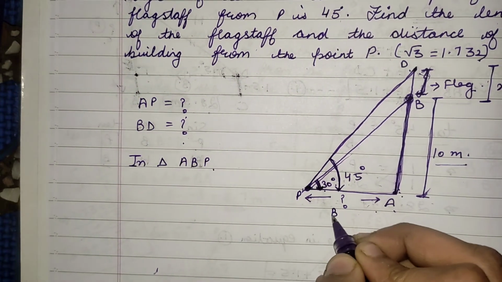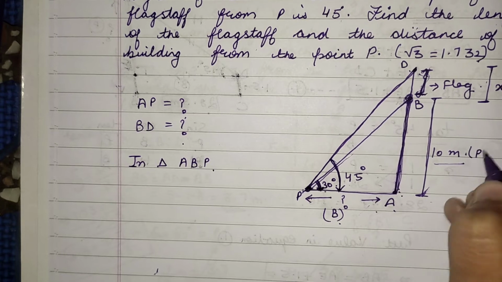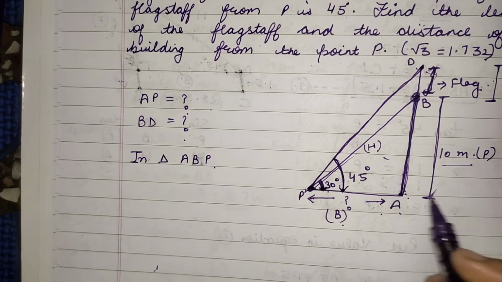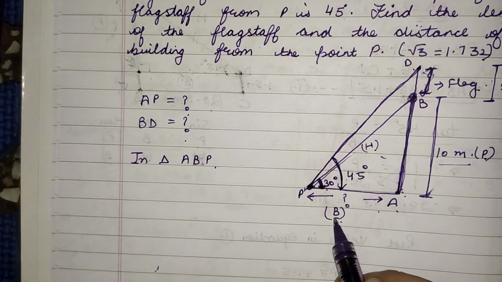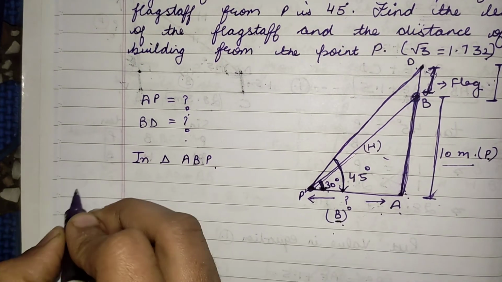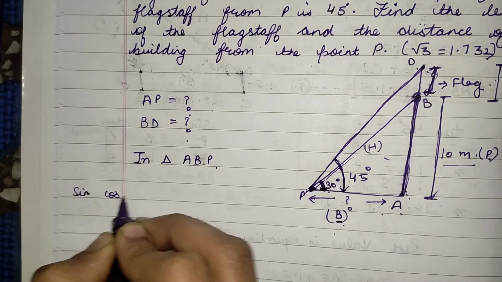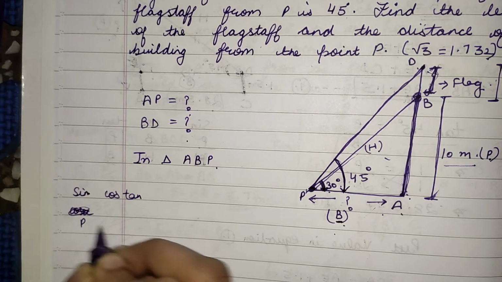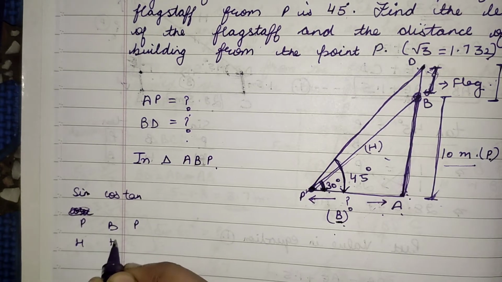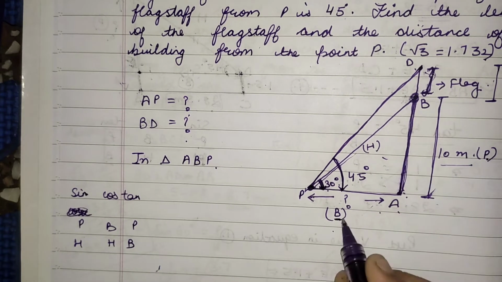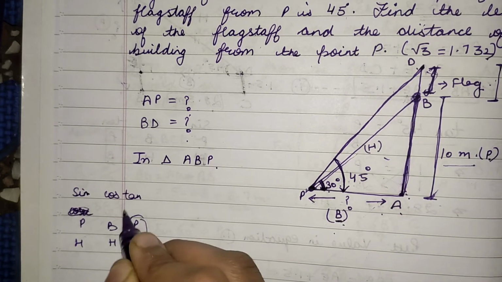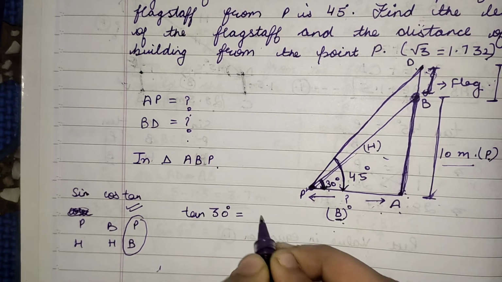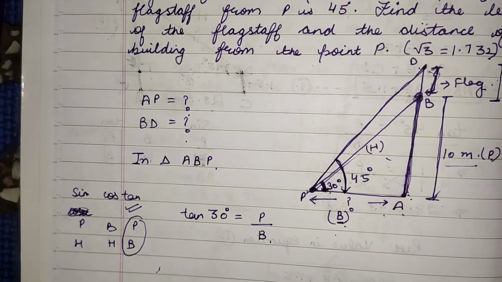So again this is going to be your base, this is going to be your perpendicular, and this is going to be your hypotenuse. So perpendicular is given to you, you have to find out the base, and angle is also given to you. So which trigonometric ratio will give you this answer? Perpendicular by base relation is given by tan theta. So tan 30 degree is equal to perpendicular by base.